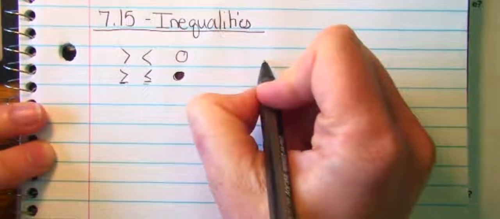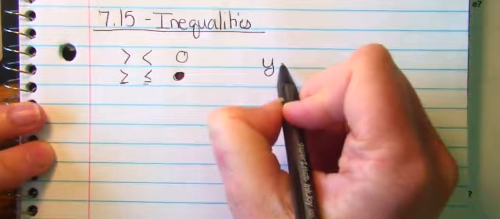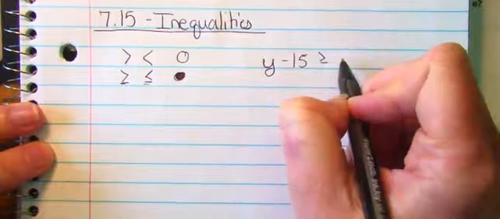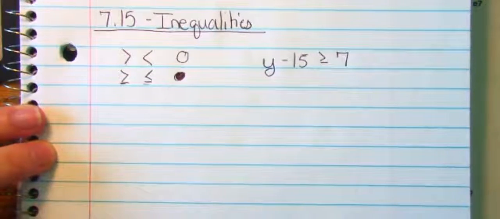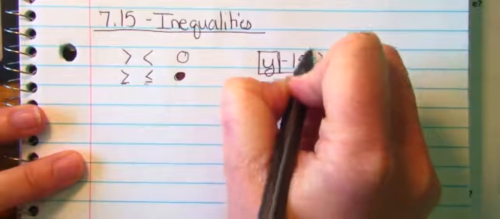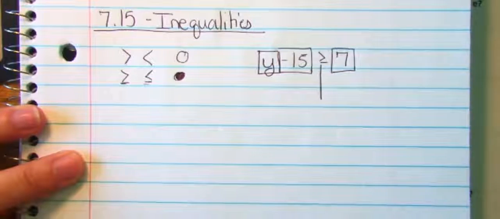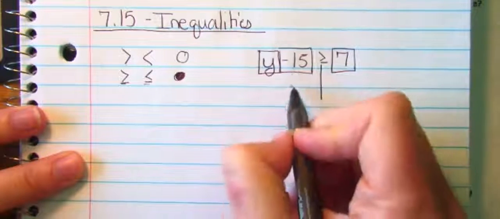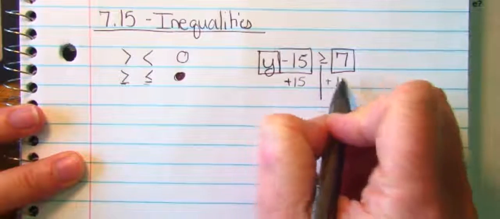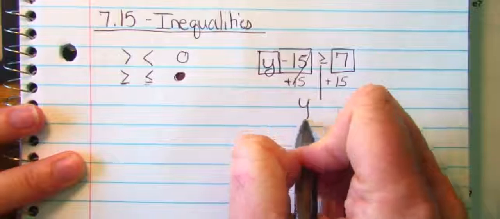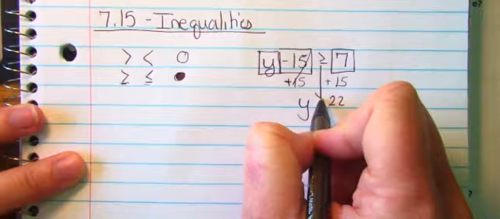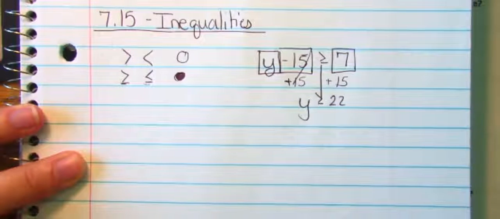And we also have to remember how to solve them. So let's say we have y minus 15 is greater than or equal to 7. So remember, when it comes time to solve these, we box in our terms, and then we do what it says. So for example, we would get the y by itself, we do the opposite of minus, which would be add 15. And we were left with y is greater than or equal to 7 plus 15, which is 22.